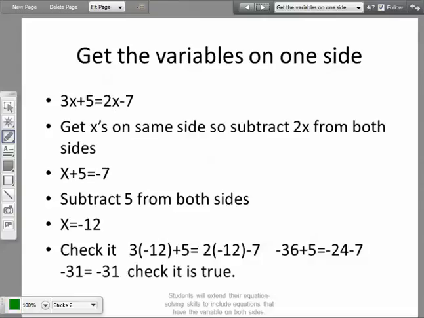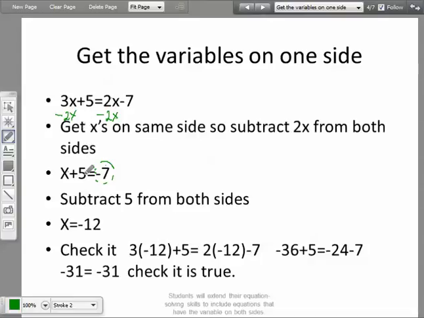Okay? I don't like dealing with negatives, and so what I'm going to do is start with that variable. I'm going to subtract 2x from both sides of the equation. I picked the smaller of the two sets of variables and subtracted it. That way I won't get a negative number. So 2x minus 2x is 0, so I'm going to get a negative 7 here. Okay? And 3x minus 2x is x, so I'm going to get x plus 5.